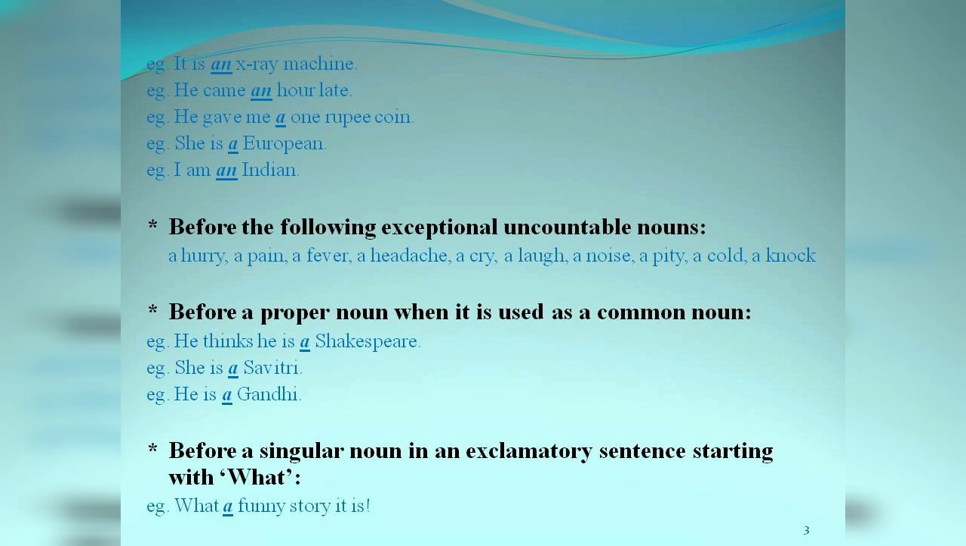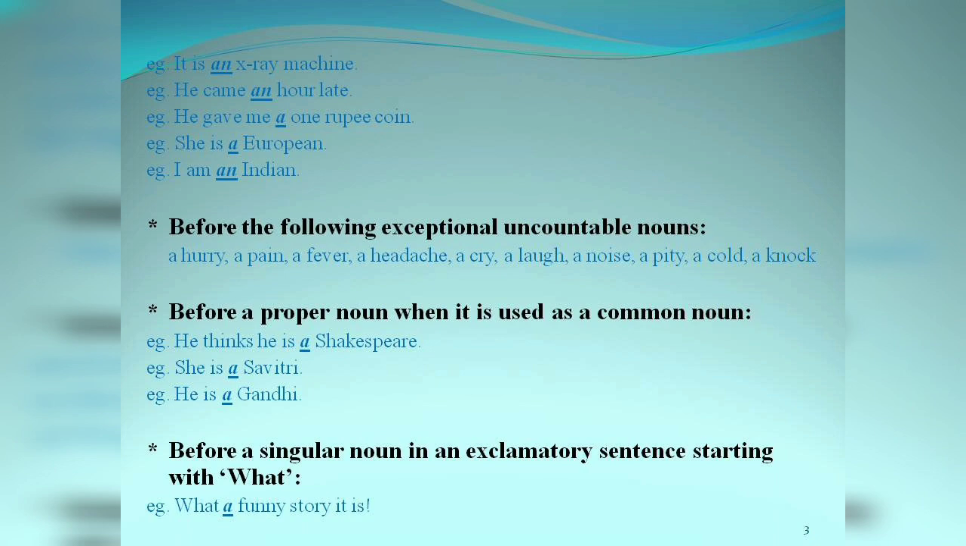Now the second rule says, before the following exceptional uncountable nouns. Though we don't generally use any article before uncountable nouns, these are the exceptional ones before which we must use a necessarily.